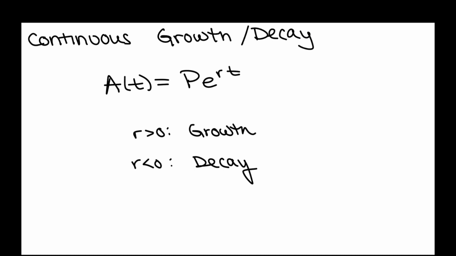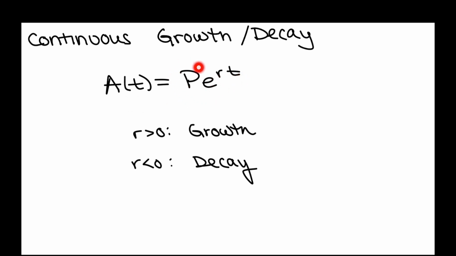Now in the previous example, we looked at a situation where our interest was being paid out every month or once a month. In many situations, we might have growth that happens continuously, all the time, rather than just once a month or once a year. And our formula changes when we talk about continuous growth or decay. It changes to the following: A of t equals P times e to the RT.